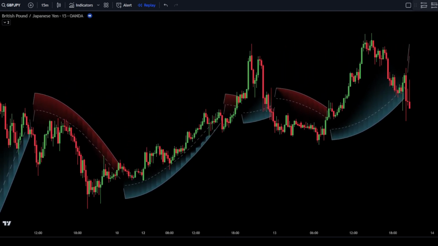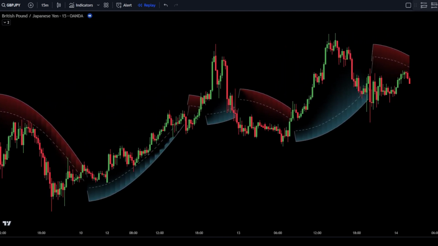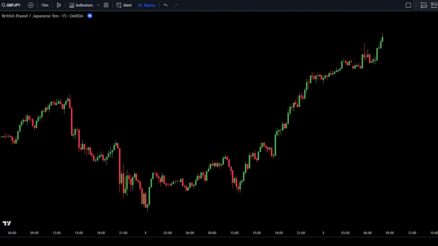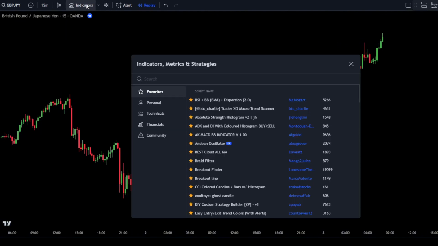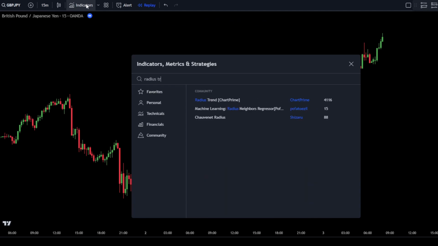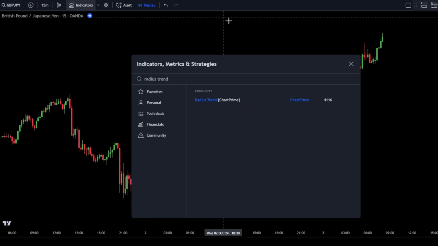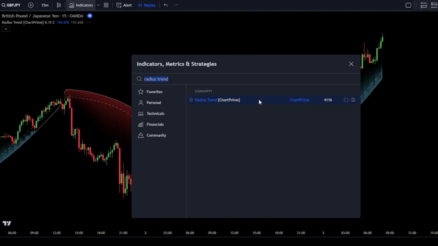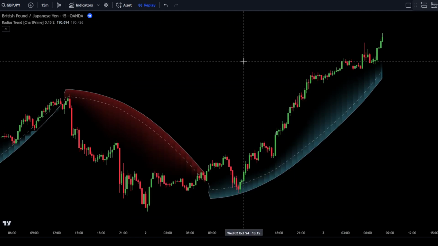To use this scalping strategy, you can go to Tradingview. Then, go to the Search Indicator tab. In the Search Indicator tab, type Radius Trend. Next, simply select the Radius Trend indicator from Chart Prime. This Radius Trend indicator will be used as a guide for identifying market trends.